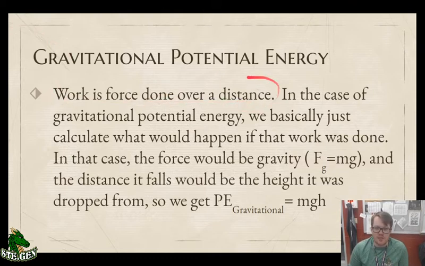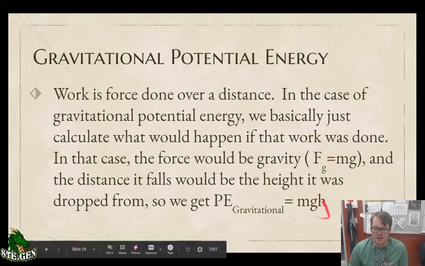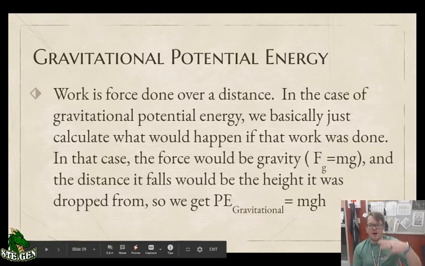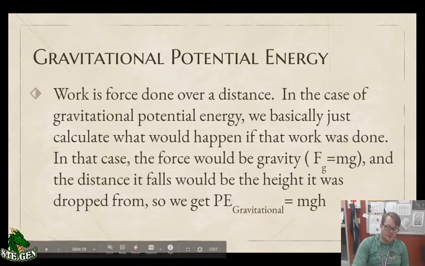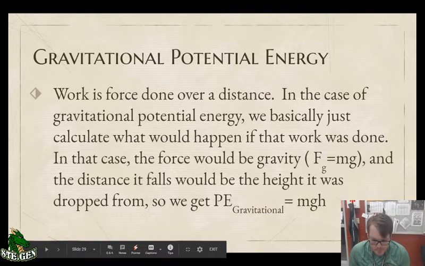Work is a force done over a distance, and in the case of gravitational potential energy, we're basically just combining two equations. I can derive this on the board, but it's not really worth it. Work is equal to force times displacement. Force of gravity is equal to mass times gravity, and the displacement would just be the height that something is placed. So the gravitational potential energy is equal to mass times gravity times height. We care about how heavy it is, what the gravity of the location is, whether it's on Earth or Mars, and how high it is off the ground, because the higher something falls, the more energy is going to be released from it.